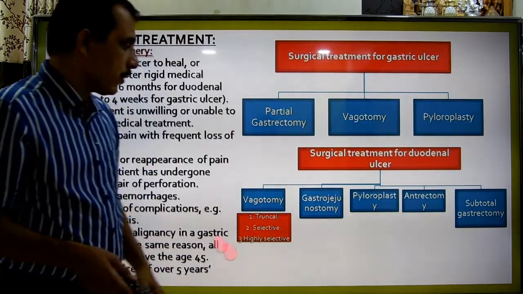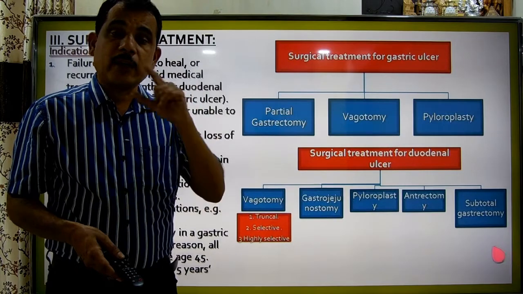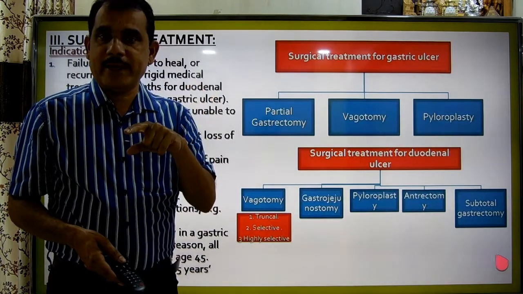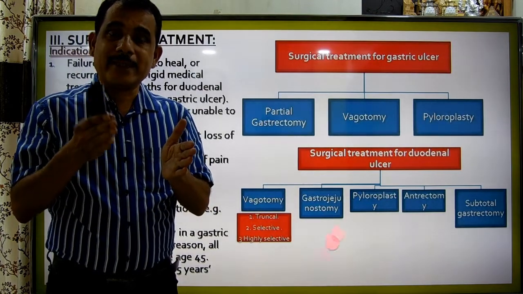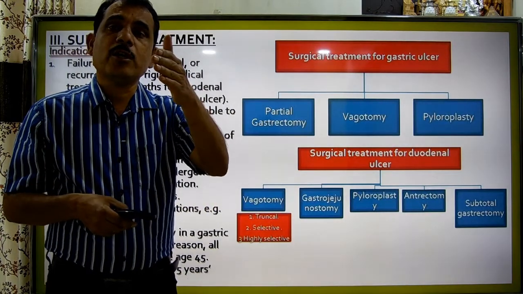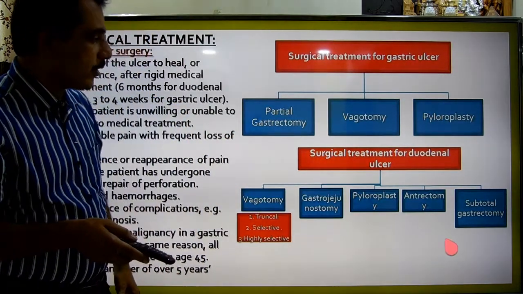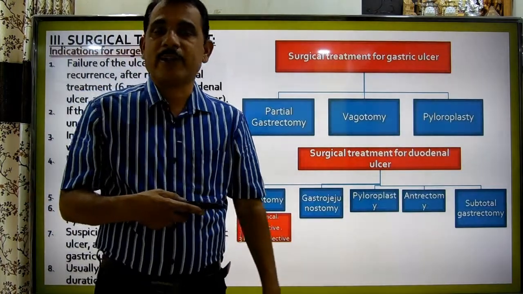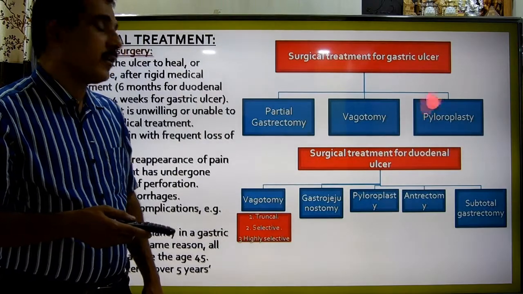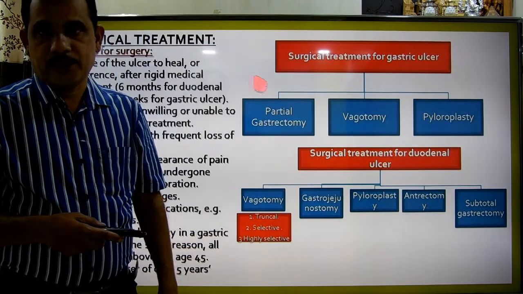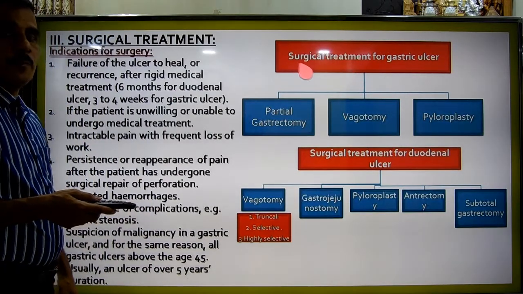Do you understand? Further operations: gastrojejunostomy is carried out mainly in case of duodenal ulcer, where the stomach is dissected at the pylorus and directly connected to the jejunum. The rest of the operations will be discussed in detail in another lecture. And all these surgical procedures have to be carried out under general anesthesia. So this is the surgical treatment for peptic ulcer.